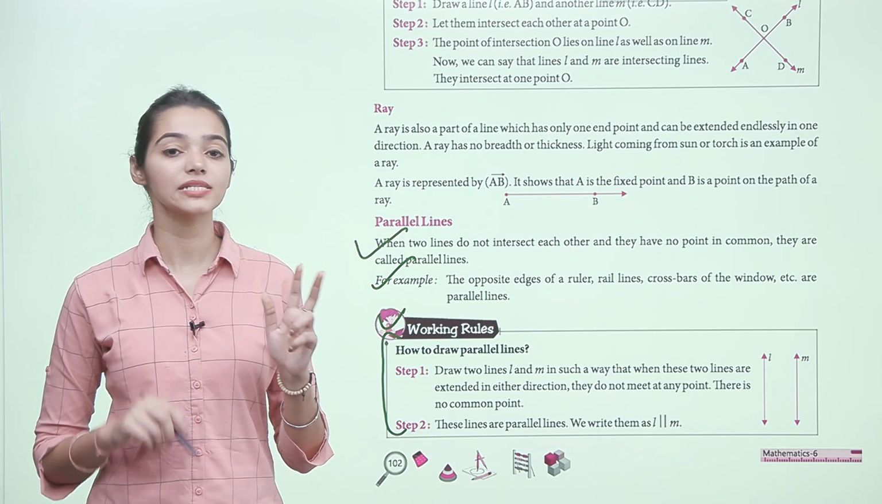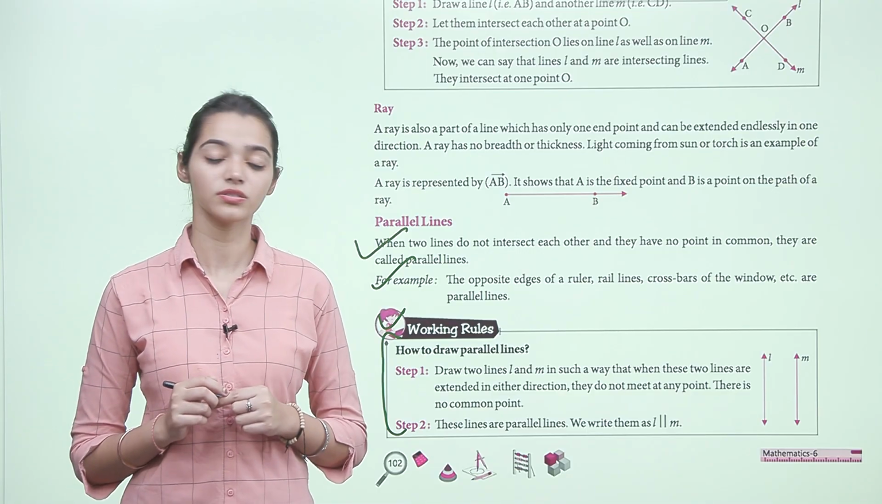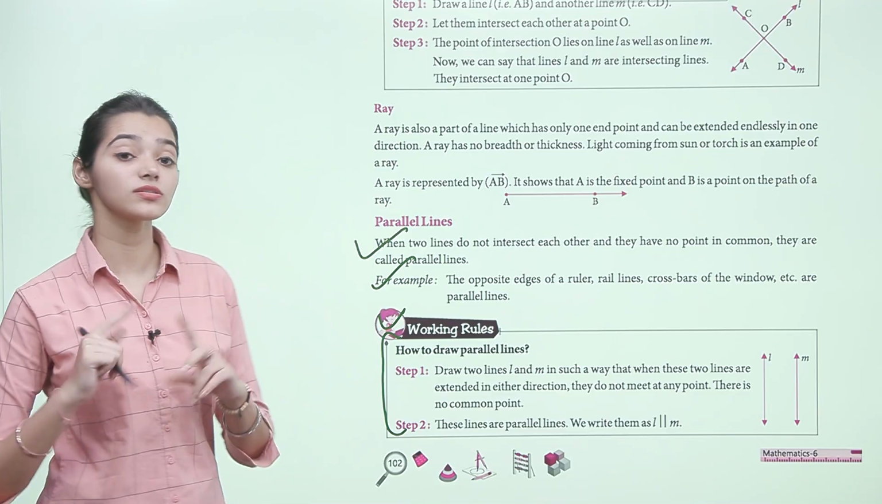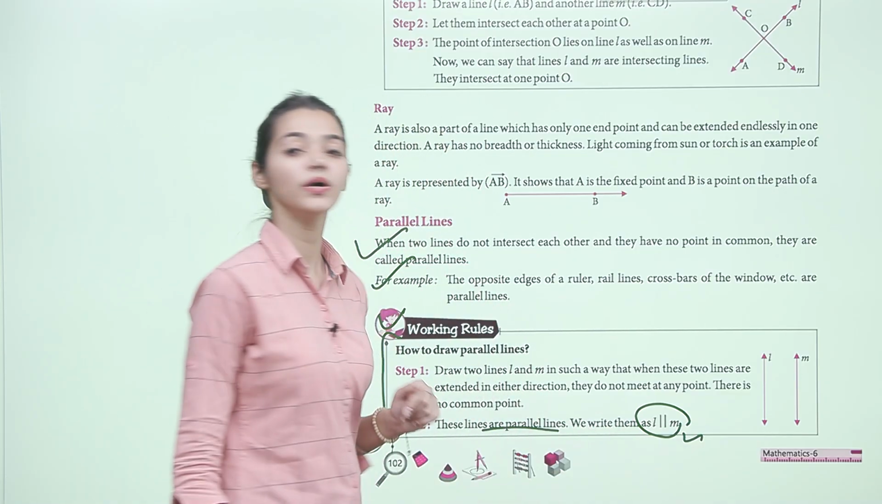We have to draw two lines L and M in such a way that when these two lines are extended in either direction, they do not meet at any point and there is no common point. So these lines are parallel, and we write L parallel to M.